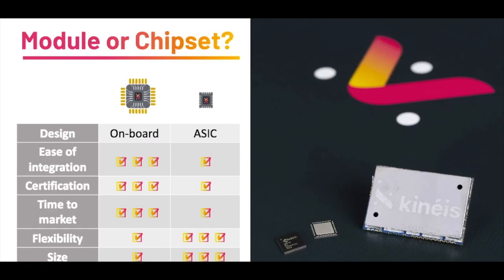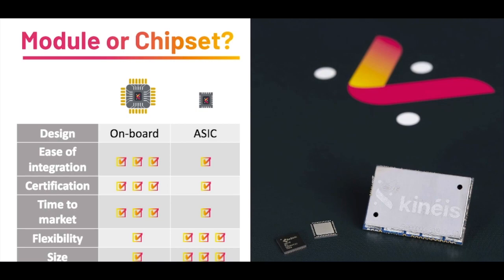So then the question to ask would be, as Remy presented, we offer two kinds of basic products, module or chipset, which would be the one more suited to the development that we want to do, because both have a design very different. The module is an onboard design, whereas the chip is an ASIC design, which is application-specific integrated circuit.